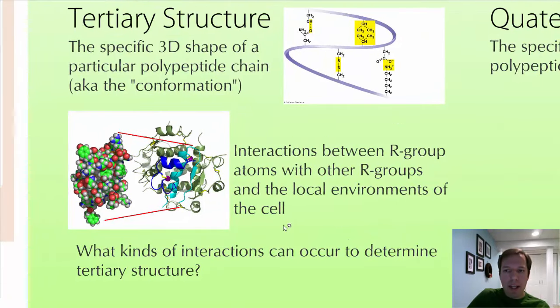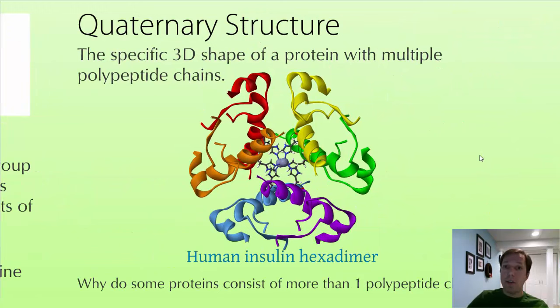So, important interactions again: we have some covalent bonds like the disulfide bridge, we have hydrophobic interactions, we have hydrogen bonding, and then we also have ionic bonds from the attraction of those opposite charges, all working together to make the overall tertiary structure. Finally, quaternary structure. This is not something that's found in every protein, but many proteins have one. This is the specific three-dimensional shape that comes about as multiple polypeptide chains join together.